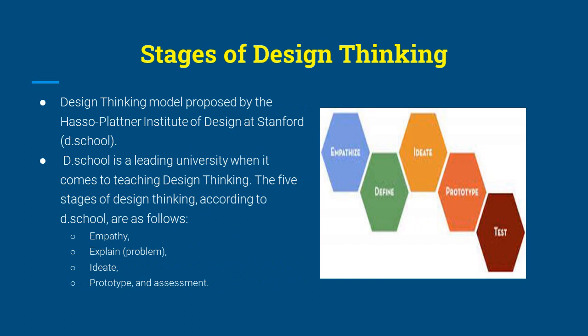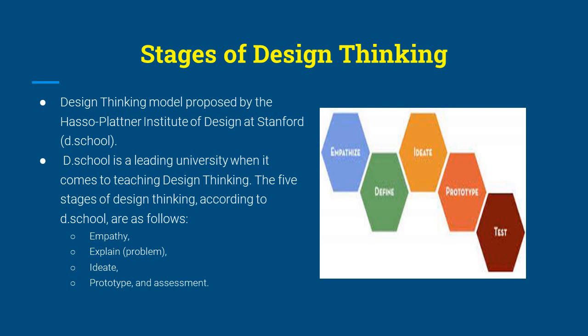Now that we have understood some basic things about design thinking, we will look at how we get into design thinking, and this is mentioned in terms of stages. The design thinking model was proposed by the Hasso Plattner Institute of Design at Stanford University. As I told you in the earlier history of design, this is the institution which formalized design thinking as a discipline. The D School is a leading university when it comes to teaching design thinking. The 5 stages of design thinking according to the D School are empathize, define, ideate, prototype, and test.